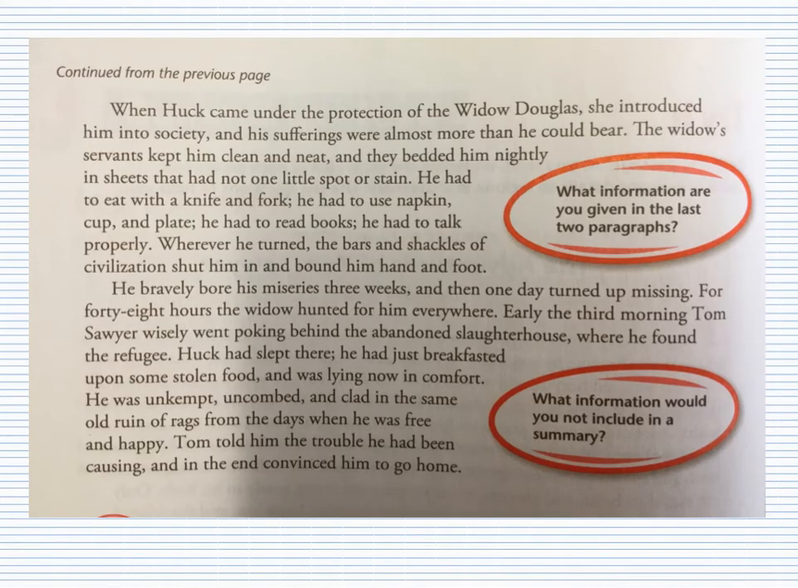He bravely bore his miseries three weeks, and then one day turned up missing. For 48 hours the widow hunted for him everywhere. Early the third morning, Tom Sawyer wisely went poking behind the abandoned slaughterhouse, where he found the refugee. Huck had slept there. He had just breakfasted upon some stolen food, and was lying now in comfort. He was unkempt, uncombed, and clad in the same old ruin of rags from the days when he was free and happy. Tom told him the trouble he had been causing, and in the end convinced him to go home.